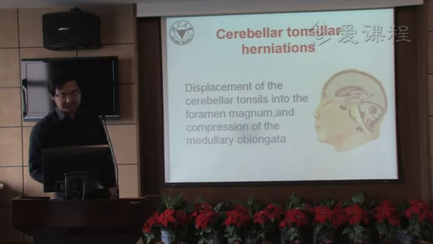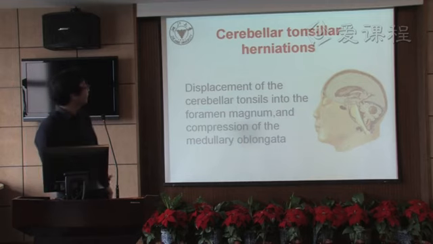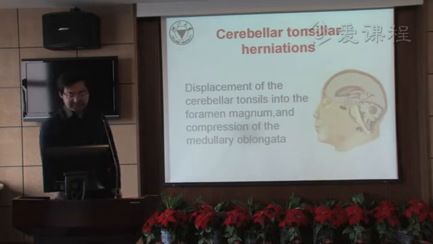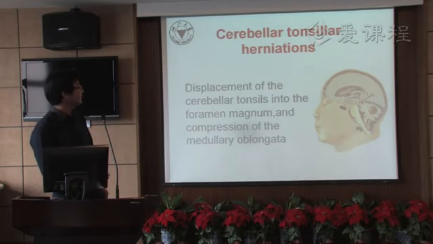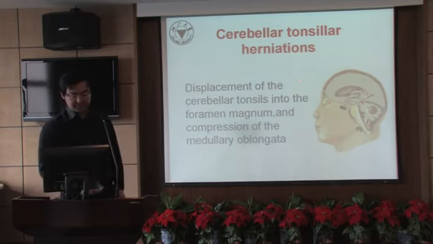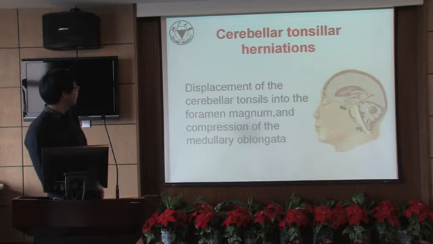Right now we talk about another herniation, which is also common in clinic. This herniation is cerebellar tonsillar herniation. So what's the definition of cerebellar tonsillar herniation? Displacement of the cerebellar tonsils into the foramen magnum and compression of the medulla oblongata. So this is the definition of cerebellar tonsillar herniation. We also call this herniation transforamen magnum herniation. So this is another name.